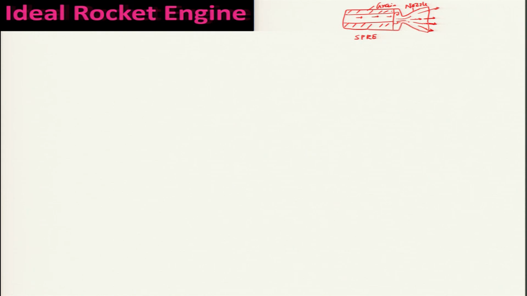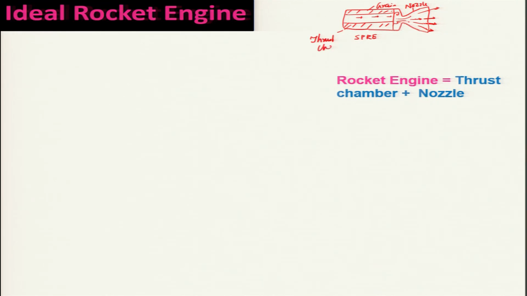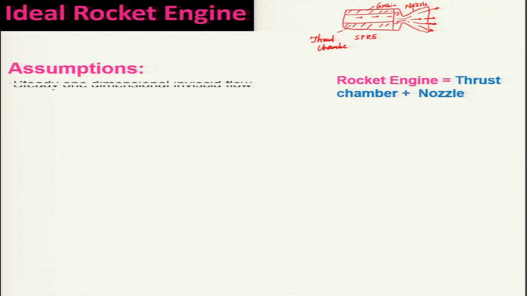be making some assumptions. Keep in mind that this rocket engine has two components. One is your thrust chamber and the other is your nozzle. So, if you look at this, I call it the thrust chamber, and this, as I have already told, is the nozzle. Together, the thrust chamber plus the nozzle is known as a rocket engine. And as the flow process is quite complex, it is difficult to analyze, so we will be making some assumptions, and let us see what those assumptions are.